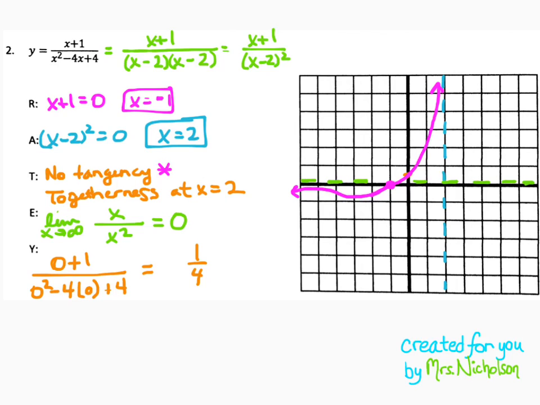Alright, we need to draw one more piece on the other side of the asymptote. Remember from our T that we do have togetherness. And so that means that if this part of the graph right here is going up, the other side will be going up as well. And so that is our graph.